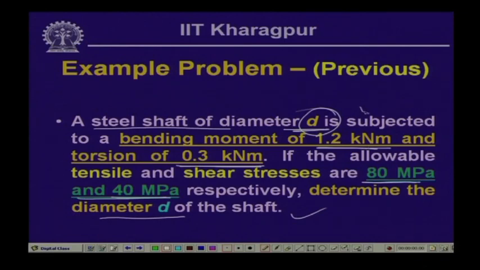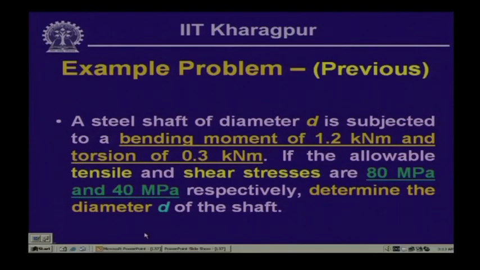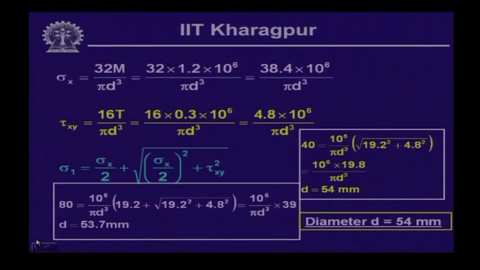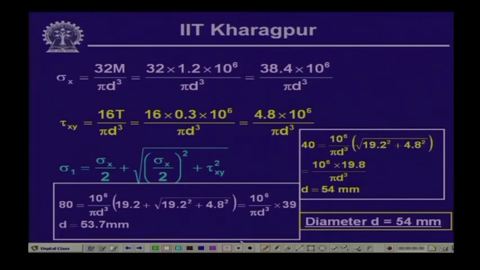So, this is a situation where the shaft is subjected to the combined action of bending moment and the twisting moment. Now, when the member is subjected to the combined action of bending moment and twisting moment, then we get the stresses in this form.